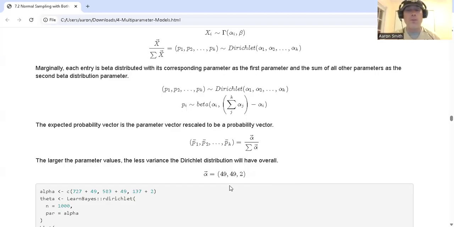Okay, so when I look at this, I'm going to say, you know what? I think 49% Republican, 49% Democrat, 2% all others. In my opinion, that's about right. Okay, maybe you've got something different. I won't argue with you.